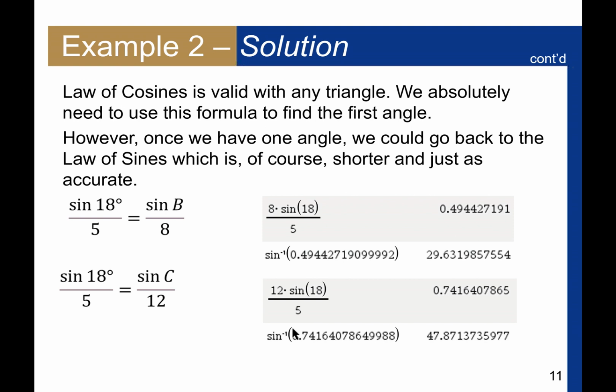Okay, now hold on. Sine of 18 degrees over 5 is equal to the sine of angle C over 12. Multiply both sides by 12. Take the inverse sine of 0.7416, and we get 47. Oh, wait a minute. If we have one angle that's 18 and one angle that's 29.6, that angle can't be 47.9. Those three angles don't have a sum of 180 degrees.